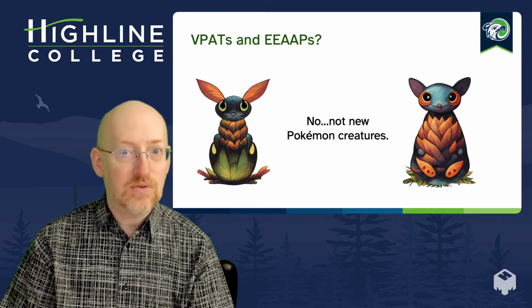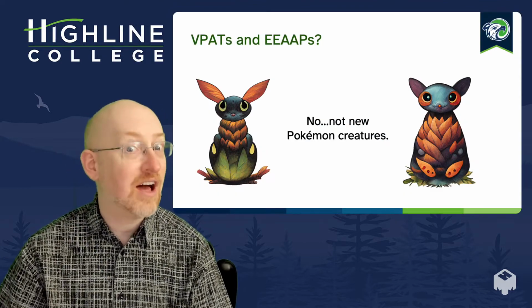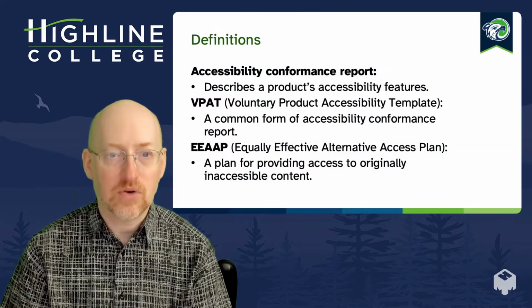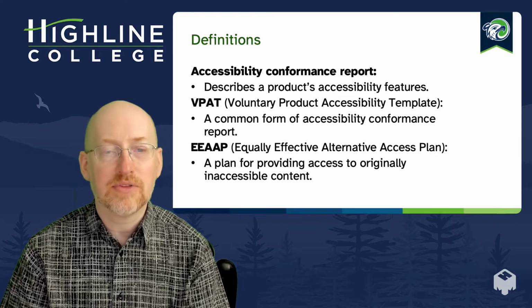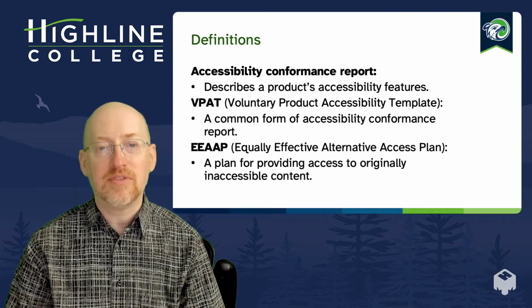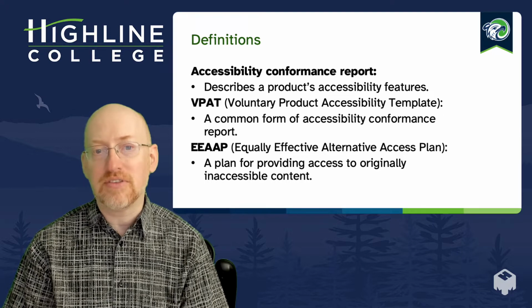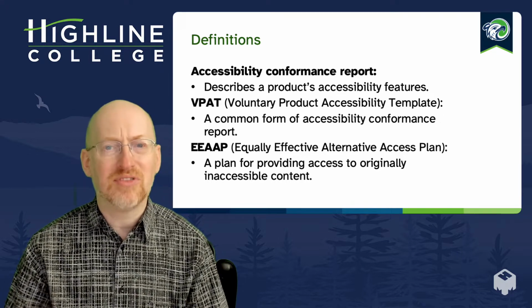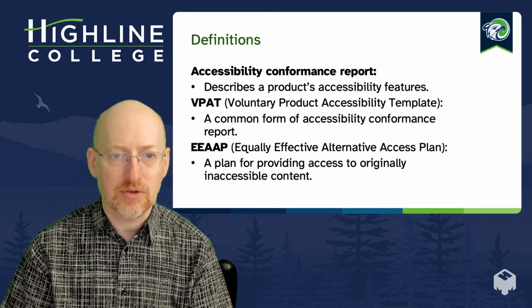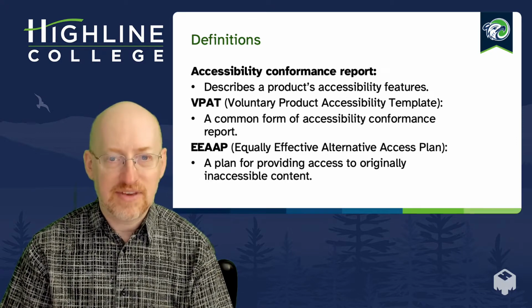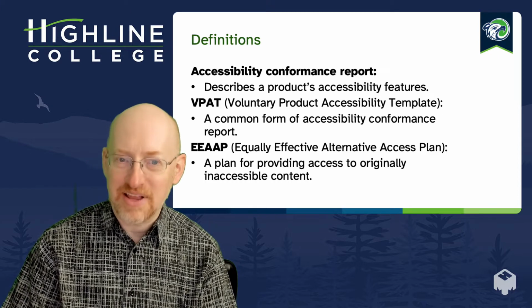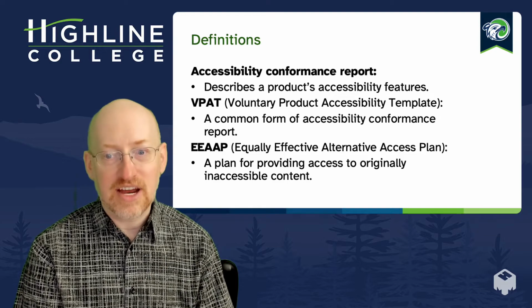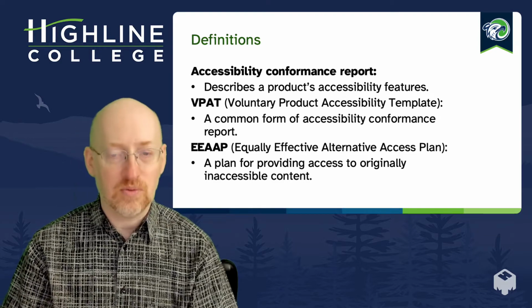Now, for those new to these terms, the first thing to know is that they're not the newest Pokemon. A VPAT is an Accessibility Conformance Report. The Accessibility Conformance Report is a document that describes a particular product's accessibility features. The VPAT, or Voluntary Product Accessibility Template, is simply the most commonly used form of conformance report. And then an EAAP is an Equally Effective Alternative Access Plan, which is just a way to say, this is the plan for when something isn't entirely accessible, this is what we're going to do to make up for that.